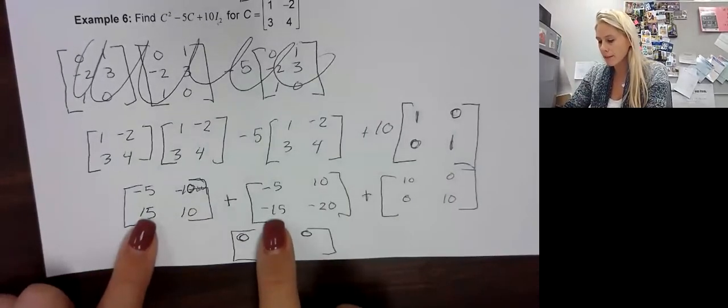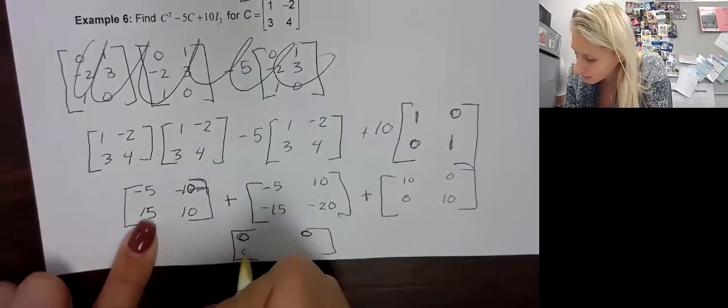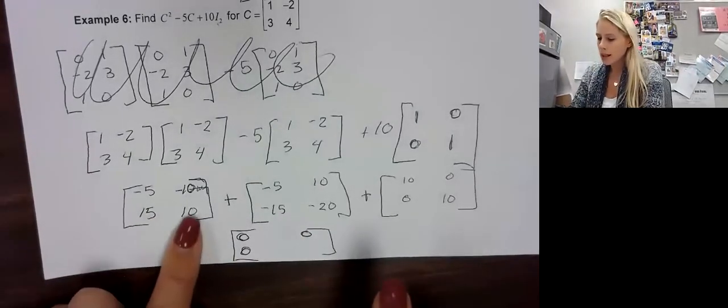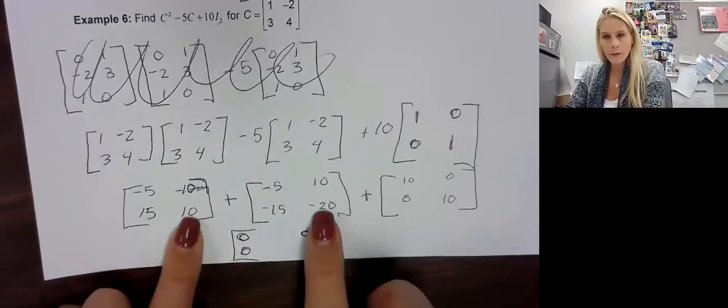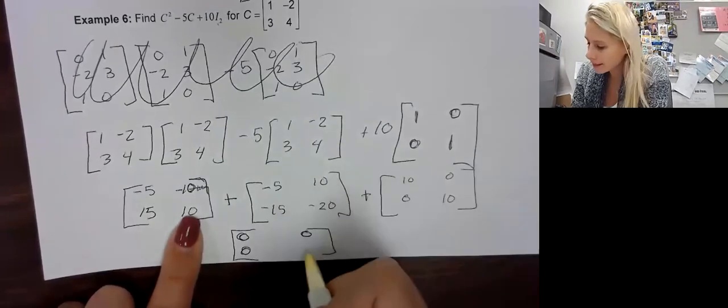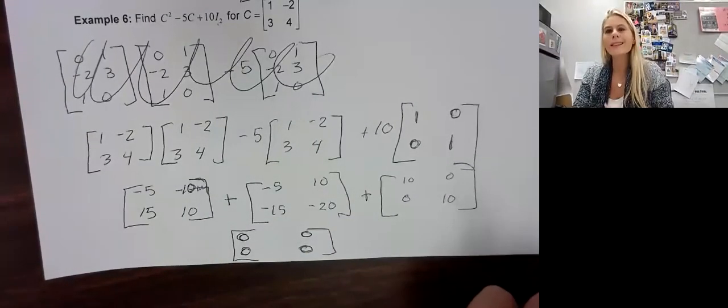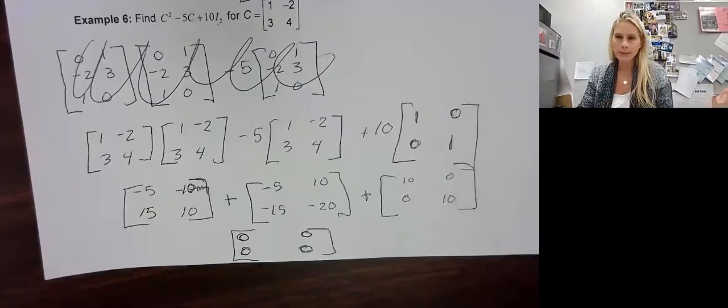15 plus negative 15 is 0. 0 plus 0 is 0. 10 plus negative 20 is negative 10. Negative 10 plus 10 is 0. And look what we got, guys. We've got a 2 by 2 0 matrix.